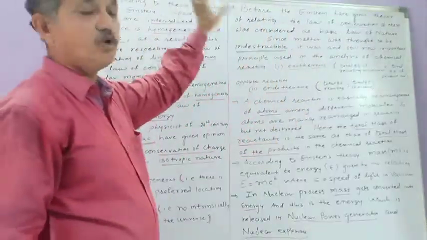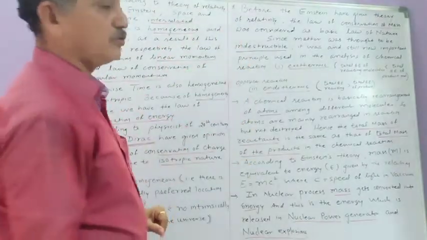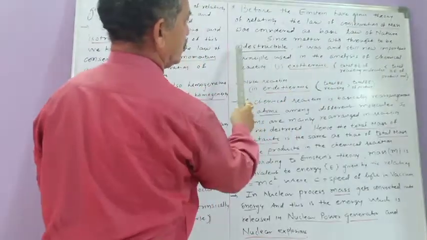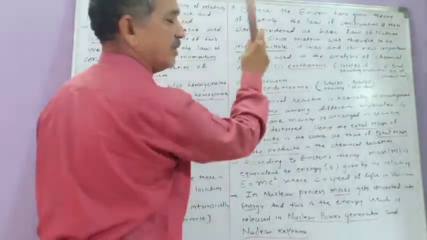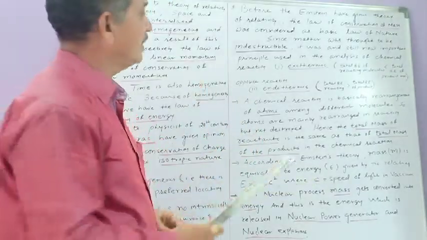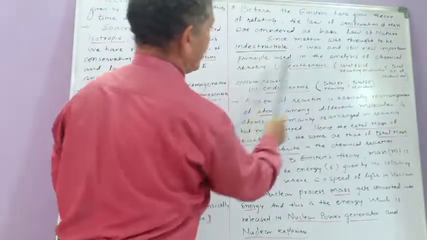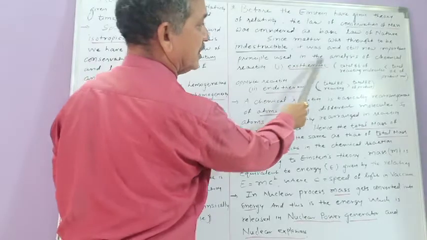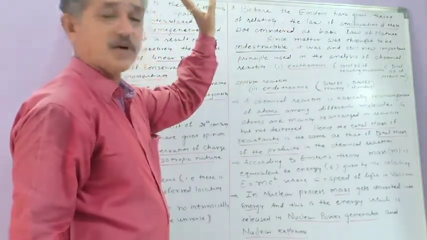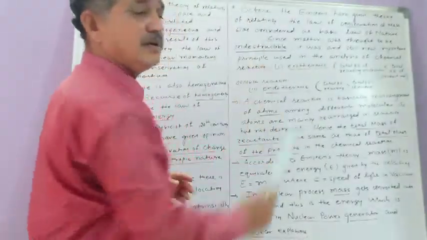So what happens in this law of conservation of mass? Certain points are given here. What is mass? Mass means matter. Matter was thought to be indestructible. Matter कभी भी बिल्कुल डिस्ट्रक्ट होता नहीं है, indestructible. It was, and still is, an important principle used in the analysis of chemical reactions. So this law of conservation of mass is used in the analysis of chemical reactions.